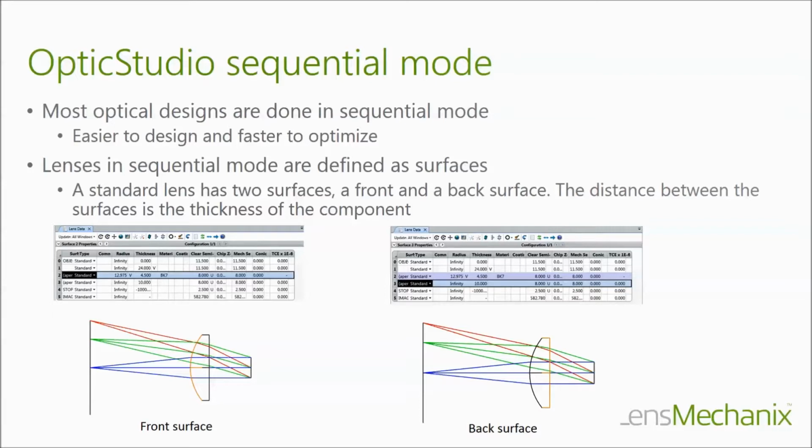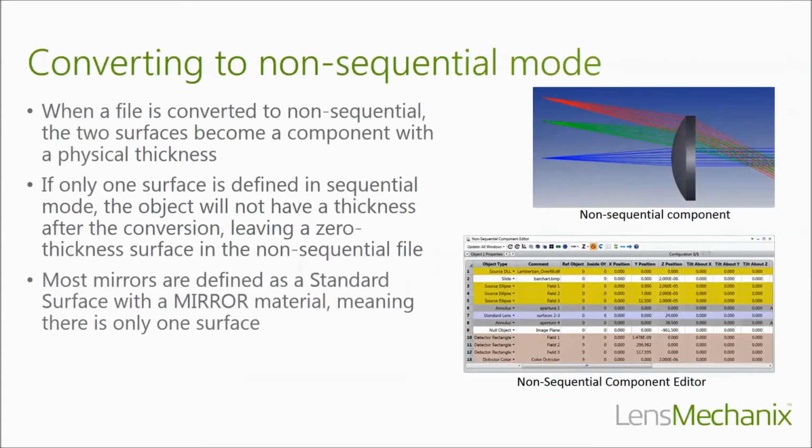This is in sequential mode, and the distance between the two surfaces is actually the thickness of the component. So when you have those two surfaces and you convert a file to non-sequential mode, the two surfaces then become a component with a physical thickness. That can be shown in the images on the right. In the bottom image, you can see that in the non-sequential component editor, you have a standard lens and you no longer have single surfaces, and that is object 7.